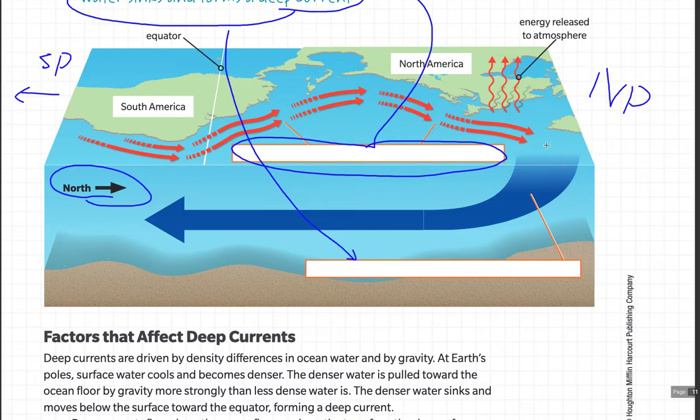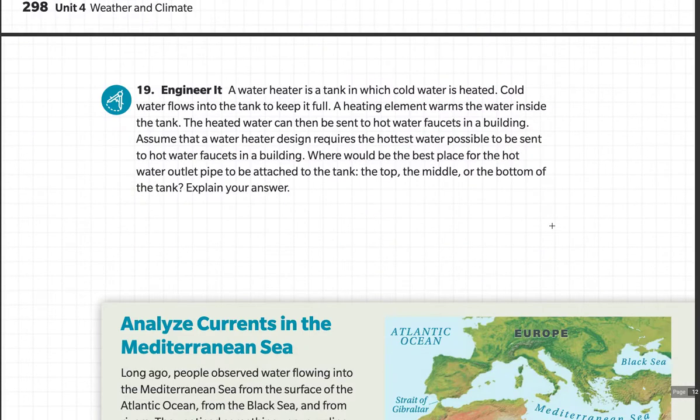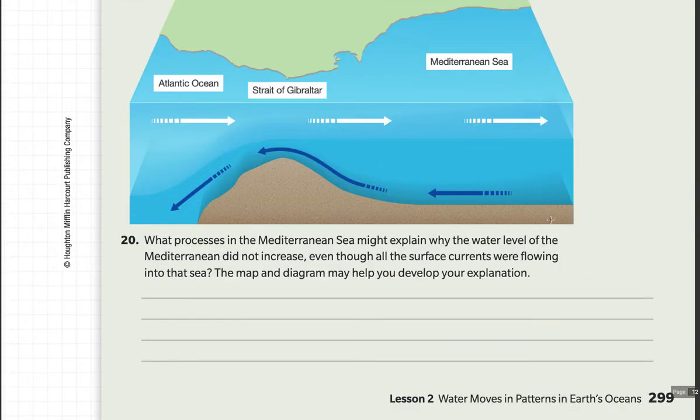But what else happens at the North Pole? Water freezes. And when water freezes, it doesn't take the salt with it, right? So as some of the water freezes, the water becomes more salty because the salt is left in the water. It doesn't get frozen with the ice. So that is more salty water, and that also makes it more dense. And so the water sinks down again.